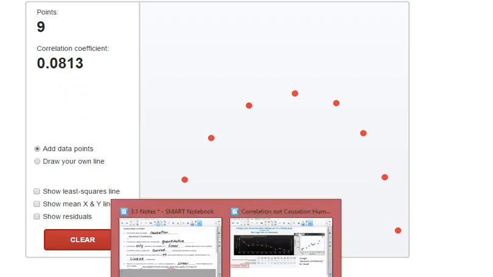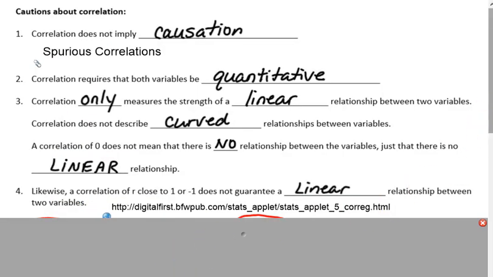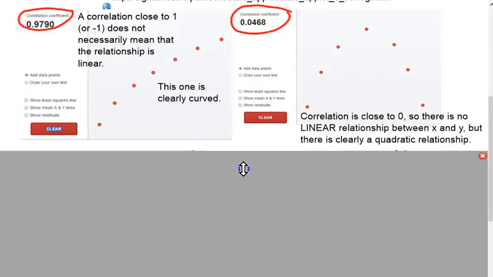So let's go back and summarize in your notes here. A correlation close to 1 or negative 1 does not necessarily mean that the relationship is linear. This one is clearly curved. Here we have a correlation close to 0, and in this other example I made it even closer than the one I just did. There's no linear relationship between x and y, but there is clearly a quadratic relationship.